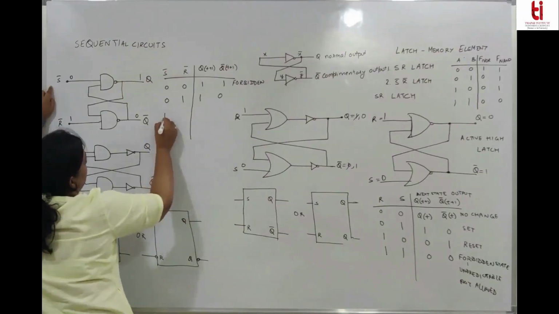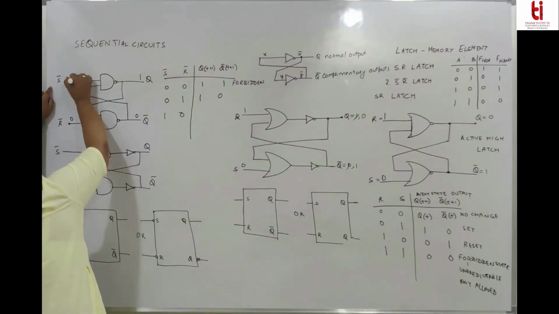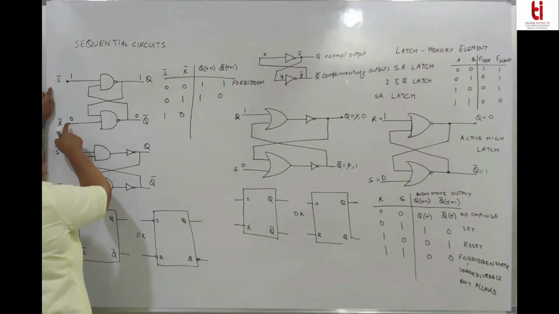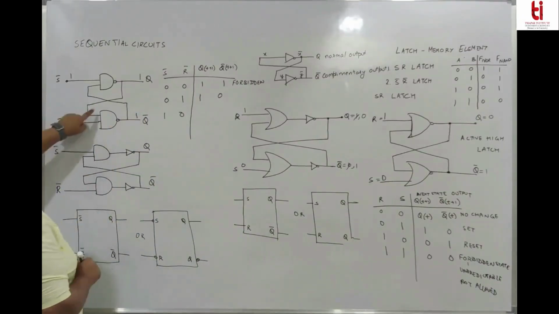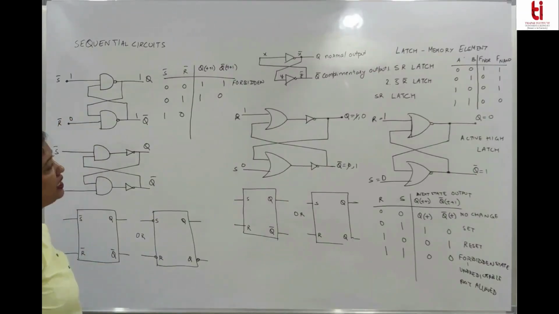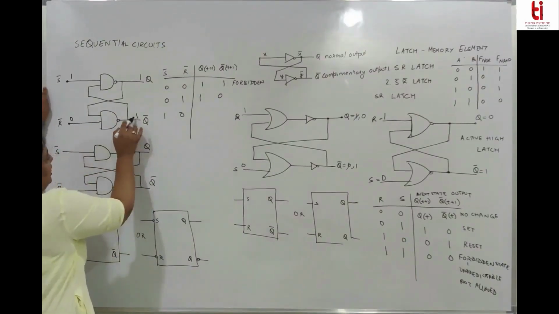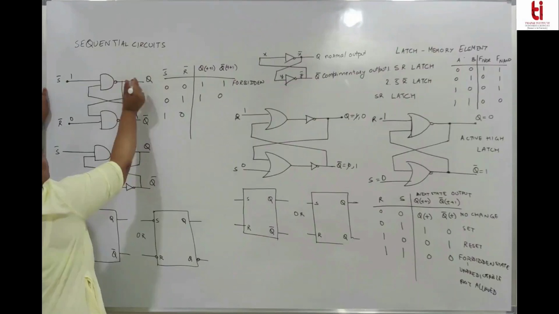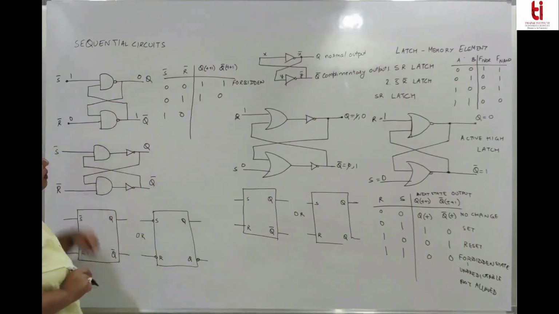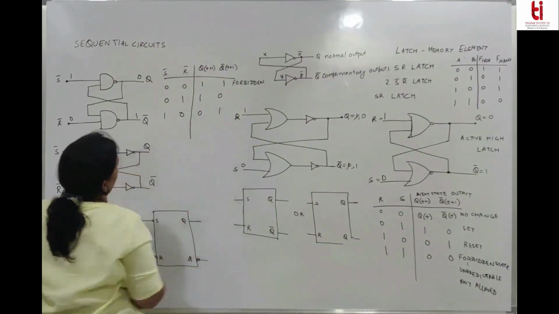Similarly, when S bar is 1, R bar is 0. This is 0. This 0 means NAND gate output is going to be 1. It will not wait for the second input, because as soon as one input of the NAND is 0, the output becomes high irrespective of the second input. So this is 0, so this becomes high irrespective of the second input. If it is high, 1, 1 will give you 0. So the output becomes stable. Q is 0 and Q bar is high.